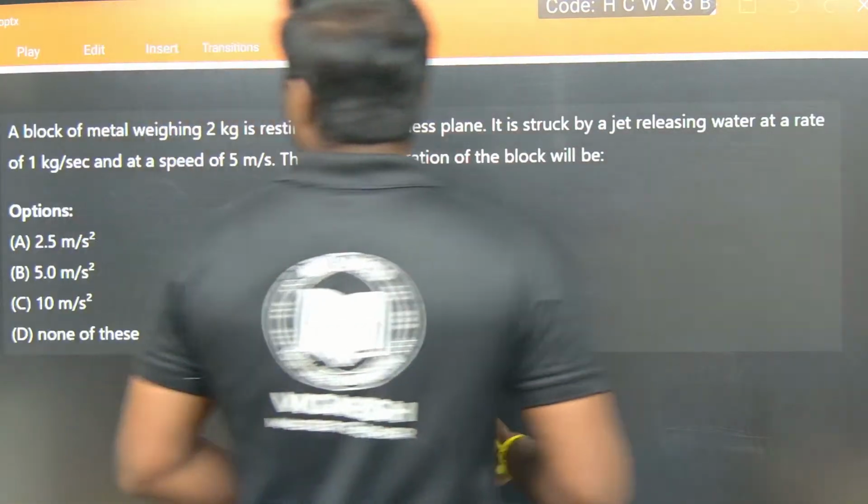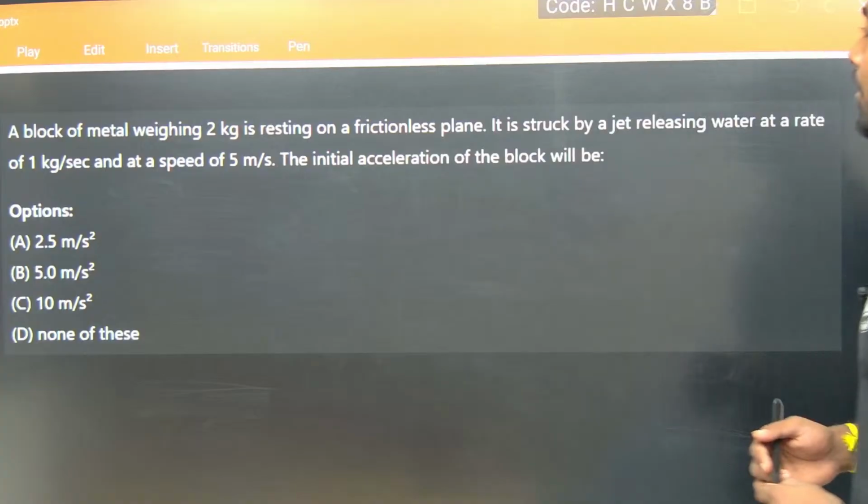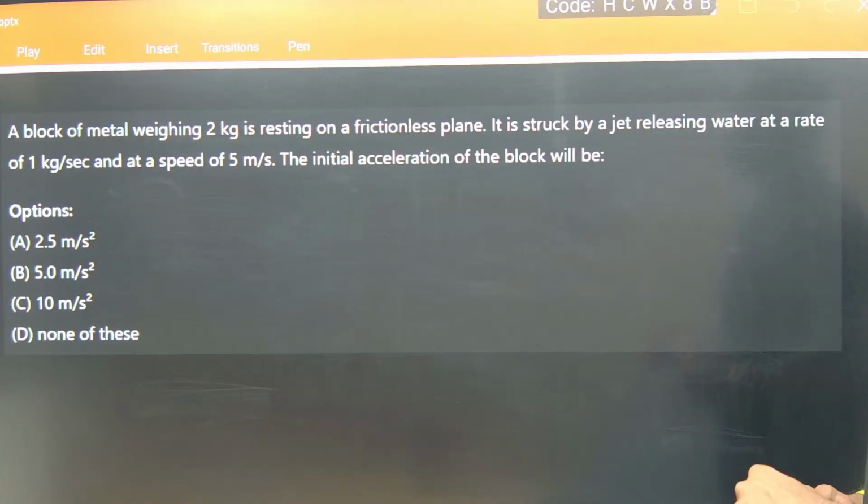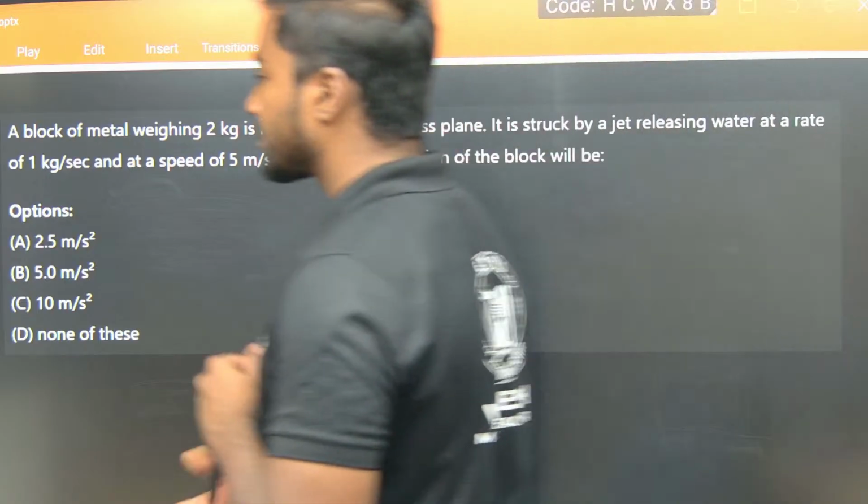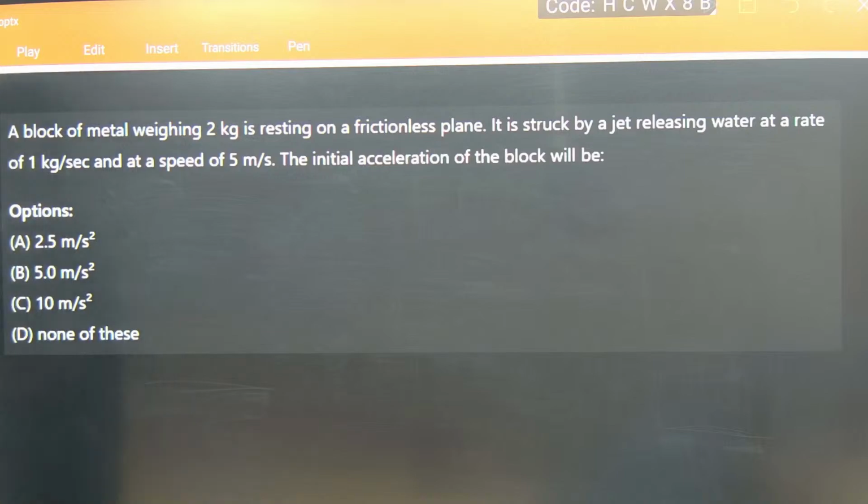A block of metal weighing 2 kg is resting on a frictionless plane. It is struck by a jet releasing water at a rate of 1 kg per second at a speed of 5 meters per second. The initial acceleration of the block is? What are they asking? I need to find the acceleration of the block.